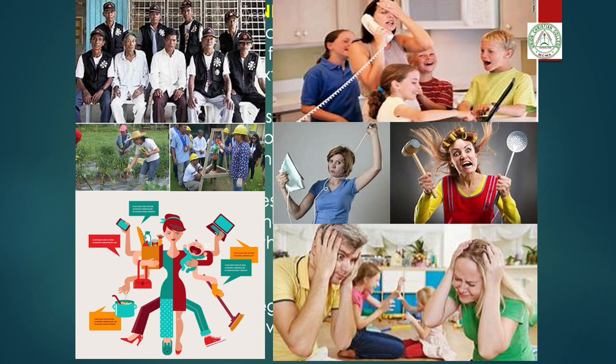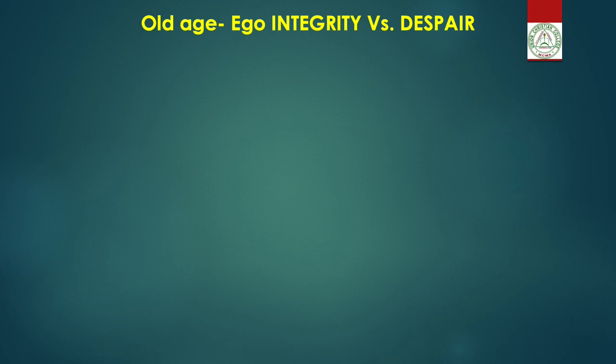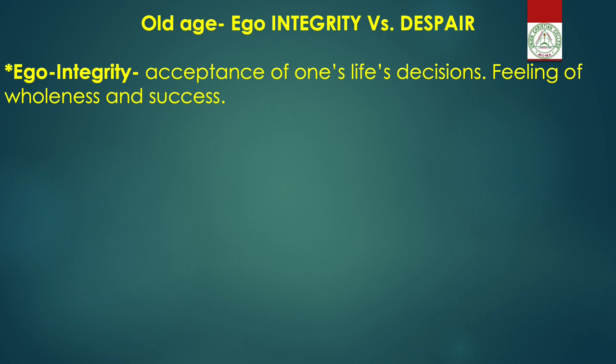And lastly, we have the old age, mga lolo at lola natin. They will have a developmental task known as ego integrity versus despair. Now, what do we mean when we say ego integrity? It means the acceptance of one's life's decision or the feeling of wholeness and success during your old age.